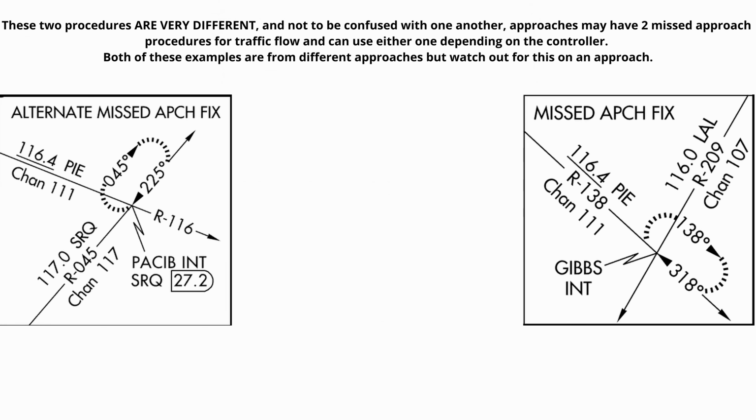The visual procedure is also found just by looking a bit below the textual version and also found in the top right of the profile view for an easy interpretation. In this case, it's not shown in this box since there is an alternate missed approach fix which may also be used in lieu of the published missed.